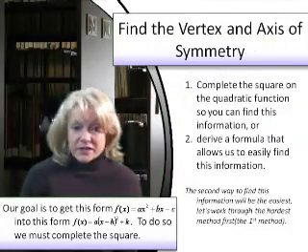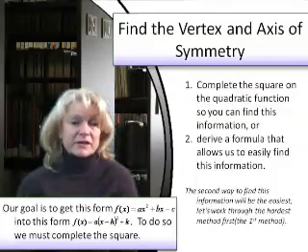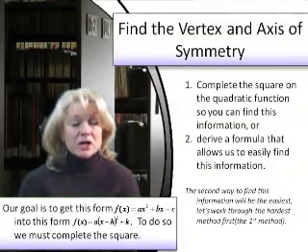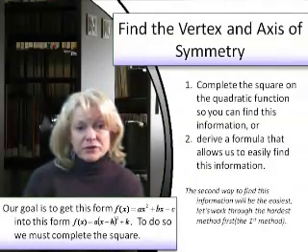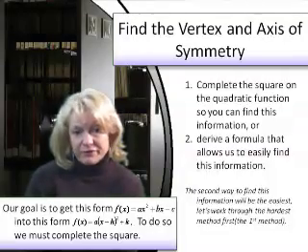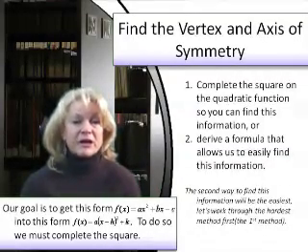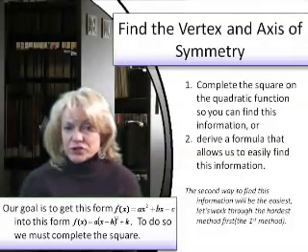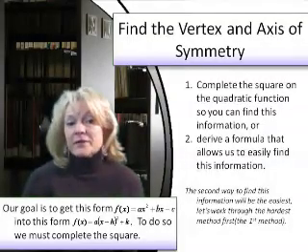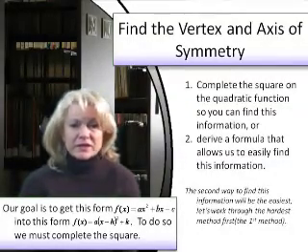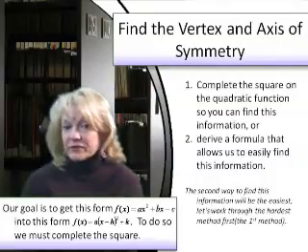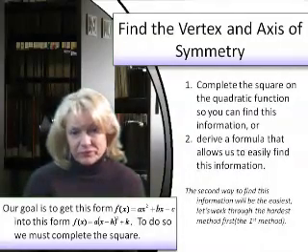This slide discusses the two methods of finding the vertex and axis of symmetry. The first is to complete the square on the quadratic function. When the function is in this form, the vertex can be found very easily. I'm fairly certain we will prefer the second method. It will require us to memorize a little formula, but I bet we'll find this much easier.